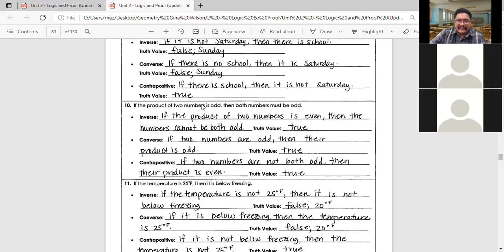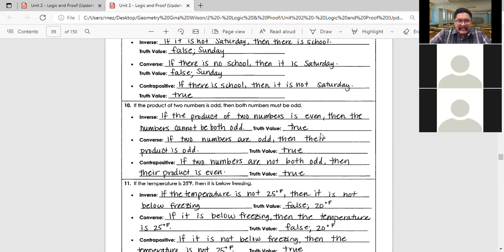Anyway, let's go on to number 10. If the product of two numbers is odd, then both numbers must be odd. So that's the original statement. Again, the product means multiply. So if I multiply two numbers and it's odd, then both of those numbers that we used to multiply must have been odd. I said it with a few more words so it hopefully makes a little more sense.